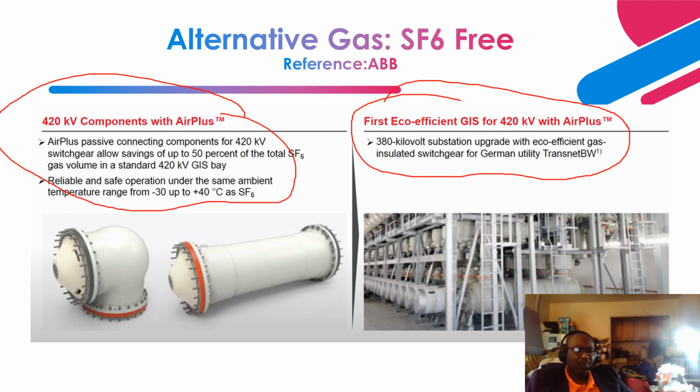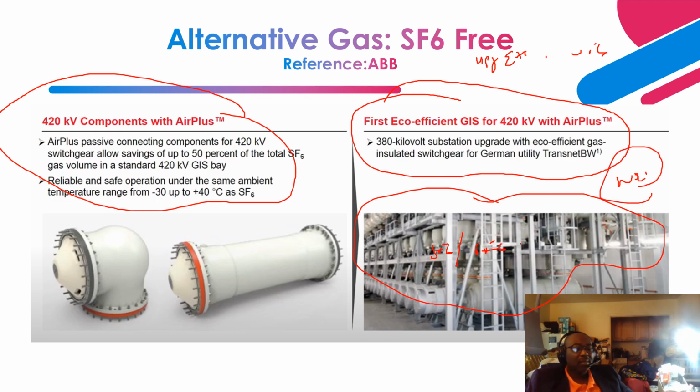I also think they have the capability to upgrade from existing SF6 to SF6-free alternative gas. This is a typical example of what they have done, where an existing GIS was SF6, and they upgraded it to SF6-free gas, utilizing nitrogen, carbon dioxide, and oxygen as the background insulating gas.